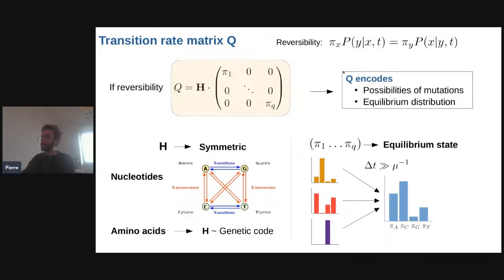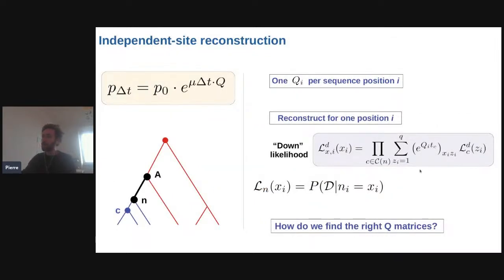And so essentially, this Q matrix encodes, in a way, the function, because it gives us the long-term state of the sequence. So the state of the art is that you take one Q matrix per sequence position. You consider each position as evolving independently from the others. So you have one matrix per position, and you reconstruct your likelihood for each position independently.